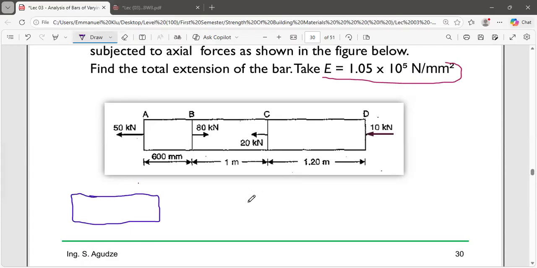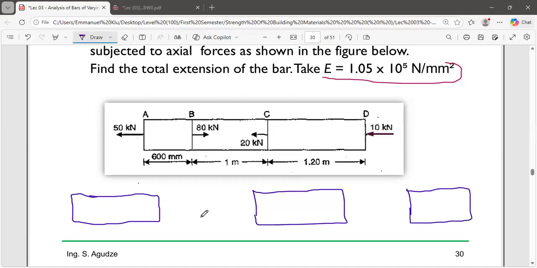Let me put the other one over here. 2. You see, then I can put the last one over here. 3. So now you see what I've done. This is AB. This is AB. And now let's say that this is BC. And now this is the CD. You see how I've split it?